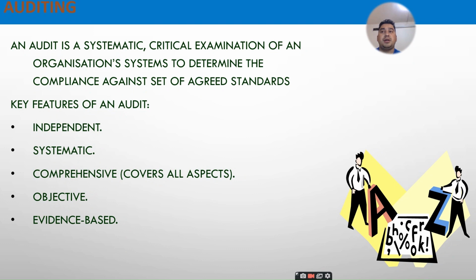Now, the key features of an audit. What are the key features of an audit? It should be independent. It should be systematic. It should be planned, comprehensive. It should be objective. And it should be evidence-based.